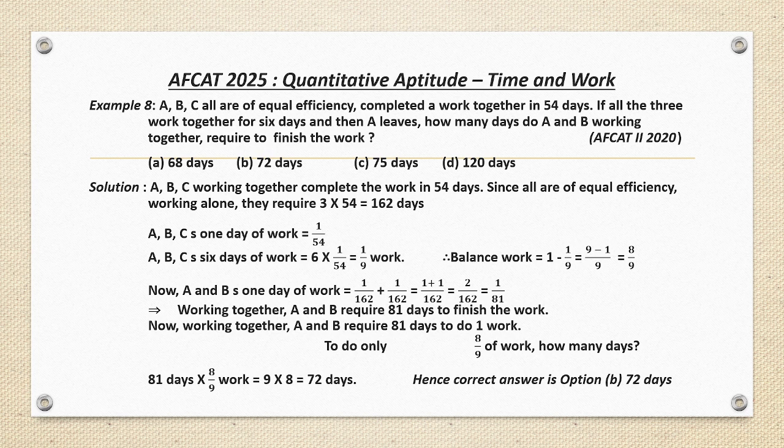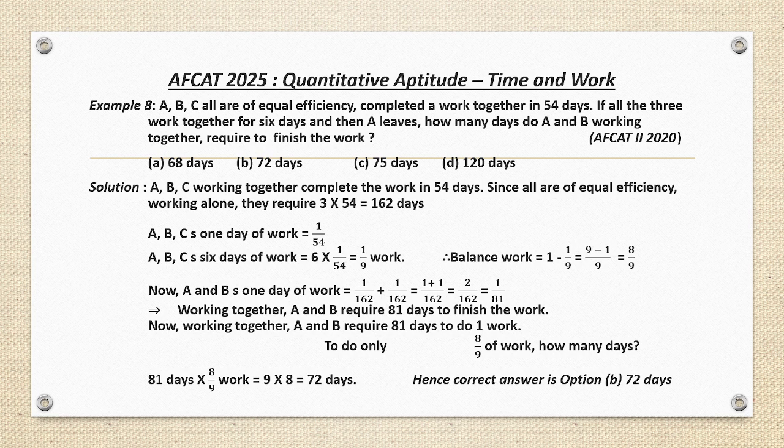Okay. Now ABC's 1 day work is 1 divided by 54, and they have worked for 6 days. So 6 into 1 by 54 is 1 by 9. So in 6 days they have done 1 by 9th work. So what is the balance work? 1 minus 1 by 9, which is 8 by 9. Right. So 8 by 9 work is there. C has left after working for 6 days.